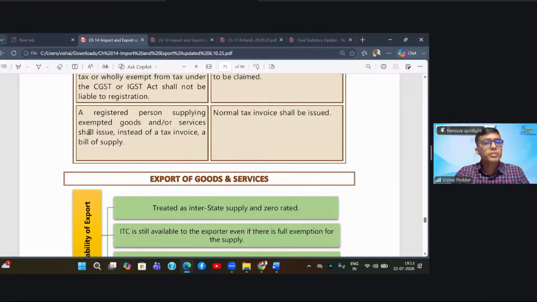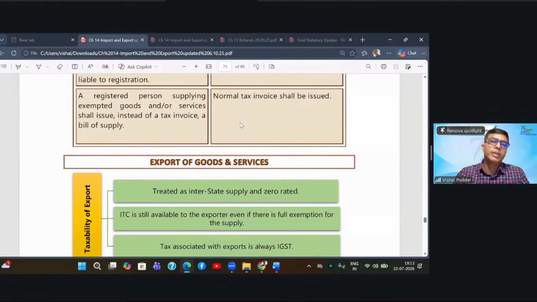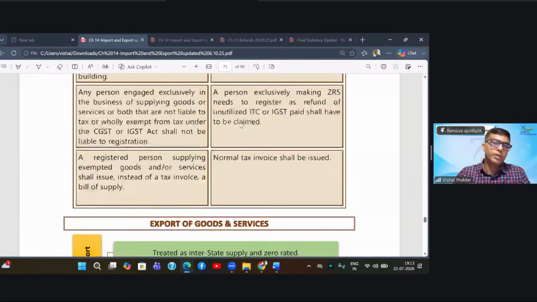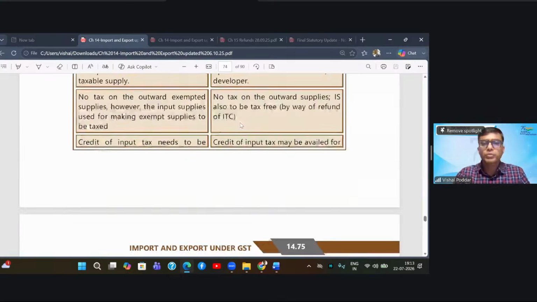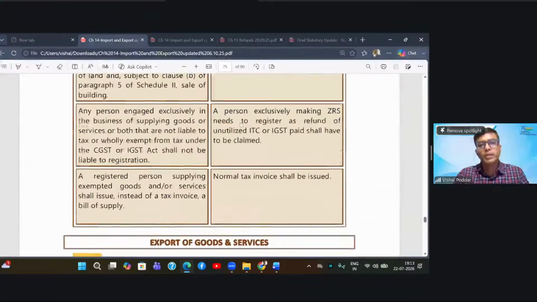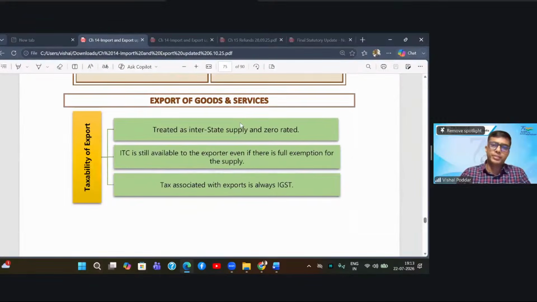A registered person supplying exempted goods or services will issue bill of supply and not tax invoice, whereas a person who is making zero rated supply will issue a normal tax invoice and not bill of supply. So these are some comparative points, students, between exempted supplies and zero rated supplies.